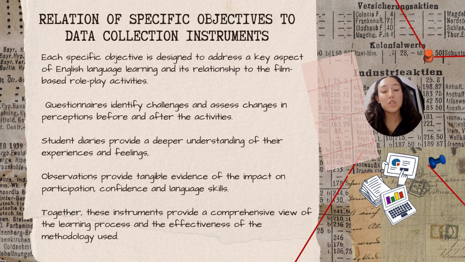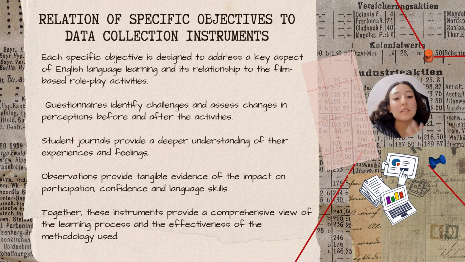And for the third objective, we have the observation tool. Here we want to achieve two specific aspects, the tangible evidence and the impact on skills. In the tangible evidence, we are going to try to record the participation and language use in the classroom. The second aspect is, as I mentioned before, the impact on skills, where we try to assess the development of competences and the students' confidence.